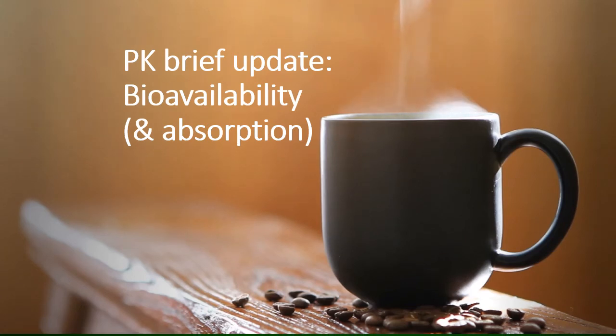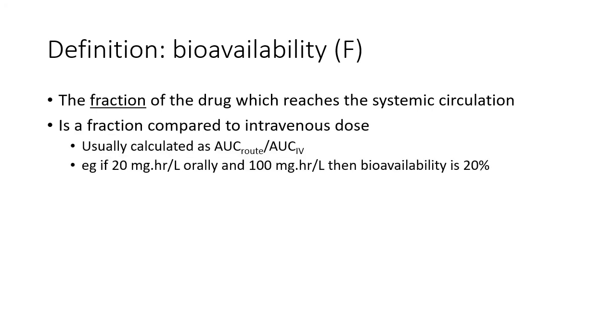A brief update on bioavailability, also covering absorption. So what is bioavailability? The abbreviation for bioavailability is in fact F, because bioavailability represents the fraction of the administered dose of the drug which reaches the systemic circulation. It's the fraction compared to the intravenous dose, where 100% of the drug makes it into the systemic circulation.